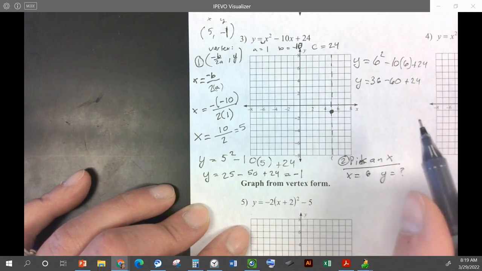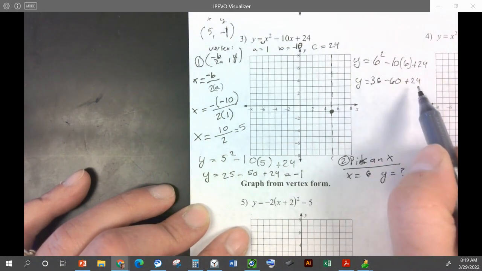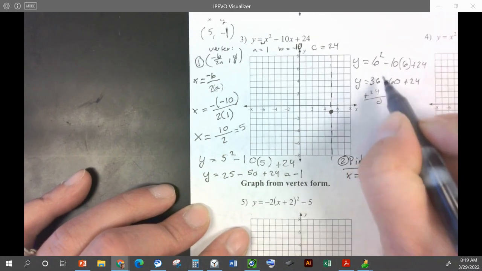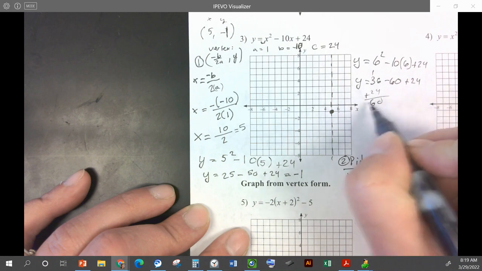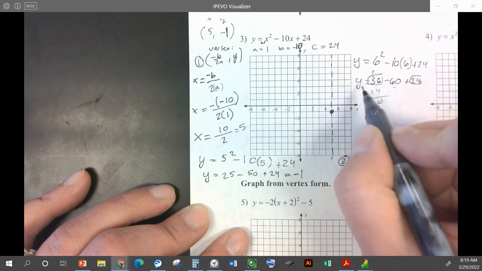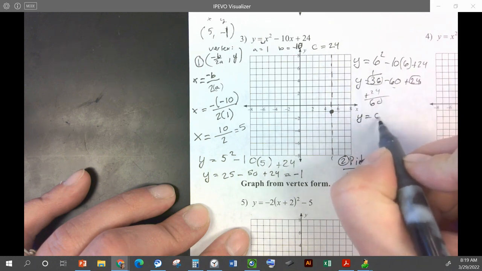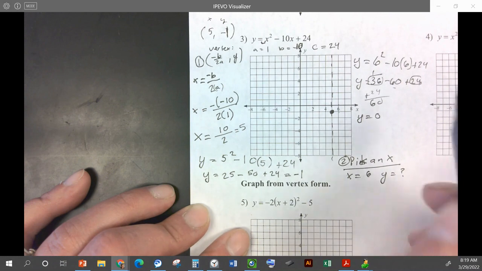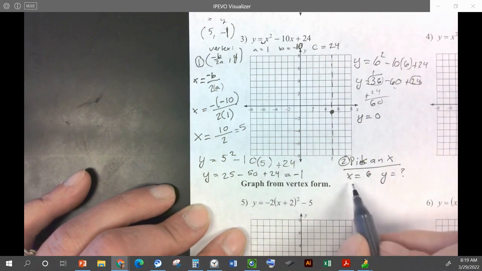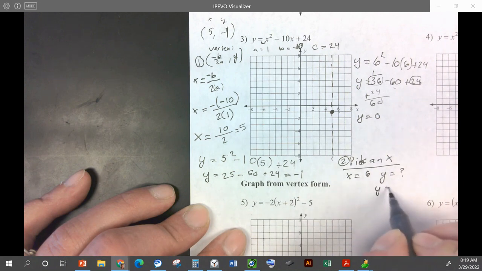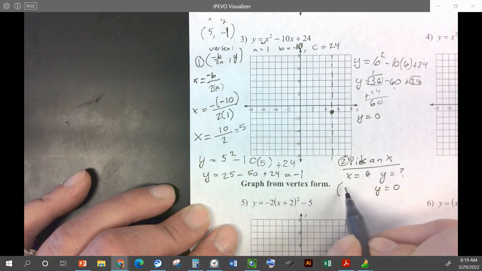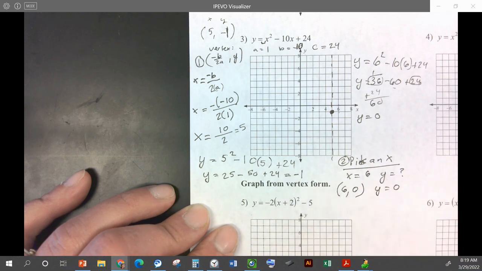I might need my calculator for this. Oh, wait, let's see. What's 36 plus 24? I'm pretty sure that's 60. So we've got a positive 60 here. We have negative 60. So that's just going to be 0. Do you agree with that? Are we okay? So 36 minus 60 plus 24, that gives us 0. So when x is 6, y is 0. So that's another point on our parabola. X is 6, y is 0.